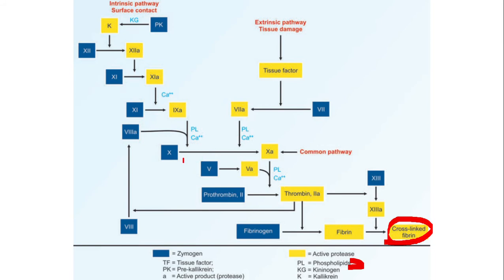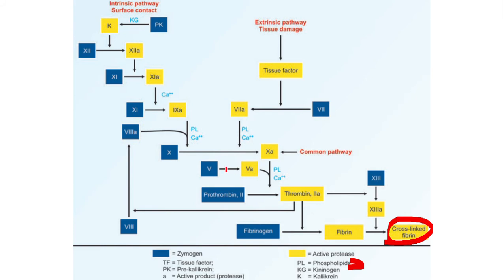So factor X was already inactive. Upon an injury, factor X is activated into Xa. This Xa is converting inactive prothrombin into active thrombin with the help of factor Va and phospholipids and calcium ions.